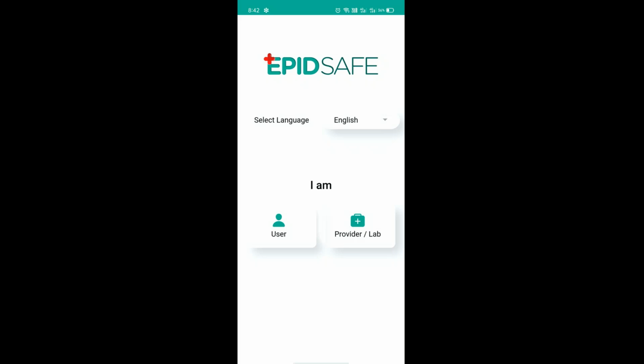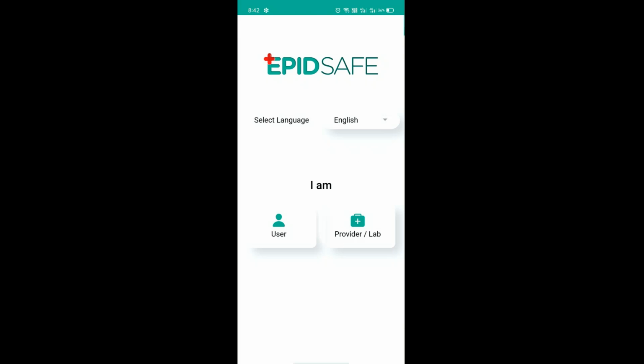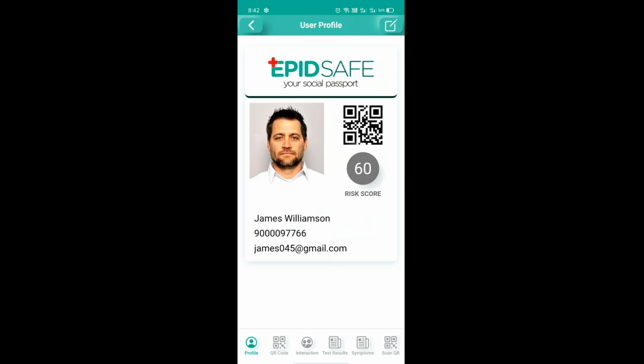So we'll start with the user. You could be anyone. A user is anyone. It's like you, me. When you go in as a user, typically this is your social passport or pandemic passport, as you're calling it. We're not using the term pandemic. More like a social passport.